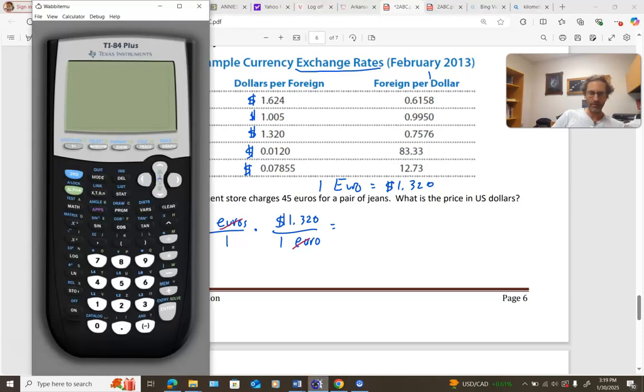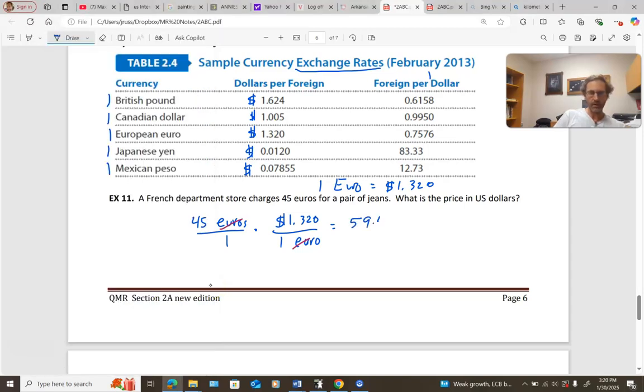So, well, I have to do this in my calculator. 45 times 1.320, that is 59.4. Now, all we're going to have in the denominator is 1 times 1, which is 1. So I'm not going to put a denominator. So my resultant unit is going to be dollars. So a pair of jeans that cost 45 euros in dollars would cost $59.4.